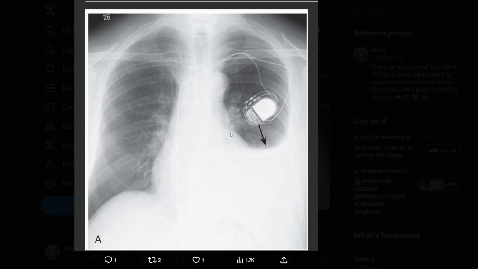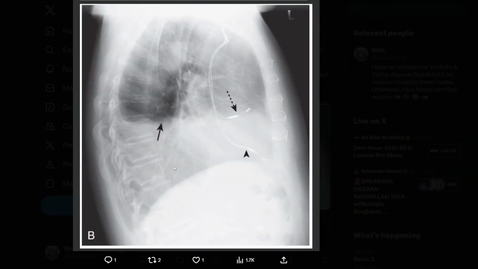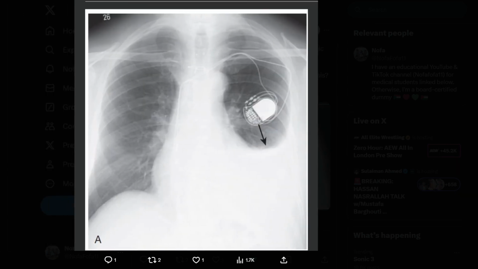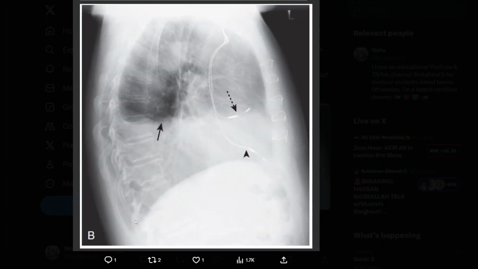You can see the presence of the silhouette sign, where we can no longer see the left border of the heart as well as the edges of the left hemidiaphragm. If we look at a lateral view, it will further confirm our suspicion that this is a case of left-sided, moderate-sized pleural effusion. You can see the posterior costophrenic angle is obliterated on the left side specifically, because the right costophrenic angle, this one right here, if we look at it posteriorly, is not obliterated, as you can tell by the dome shape of the right hemidiaphragm.